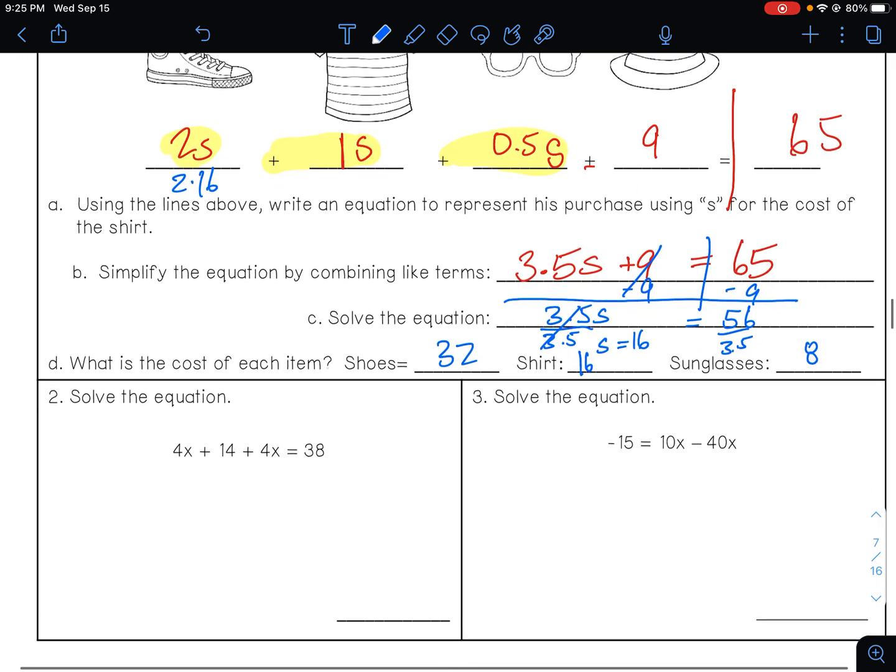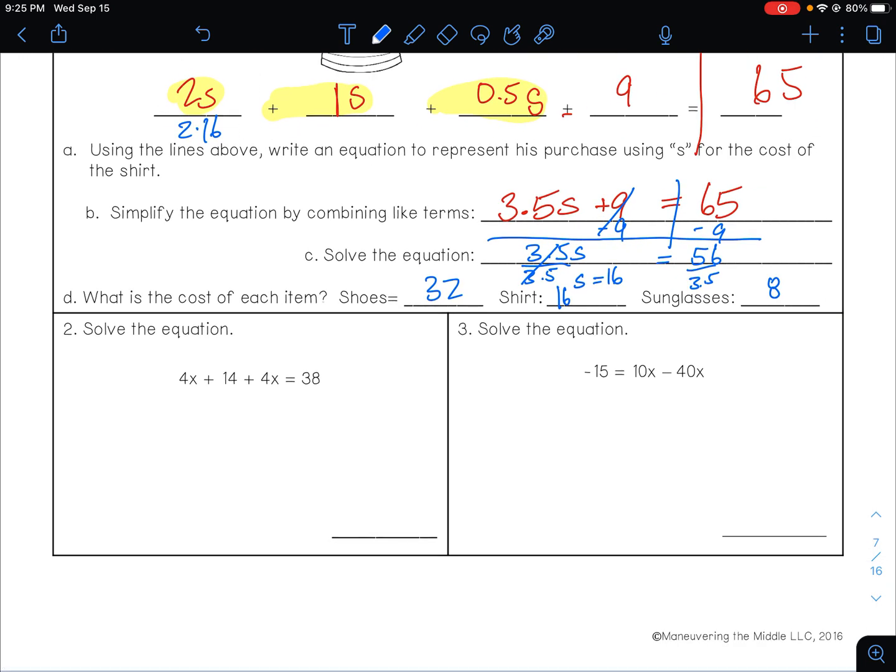All right, let's try some more problems without words in them. Number 2. I'm going to put my little wall up right here. And so we have some terms to combine on the left side. Let's look for like terms. Do we have anything like 4x? We do. It's this other plus 4x. So 4x plus 4x, that's 8x. We also have to bring down that plus 14. Nothing to combine it with.